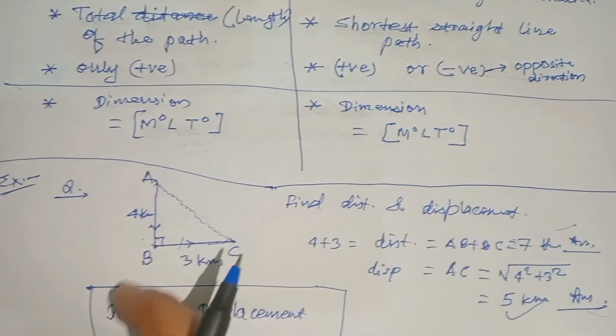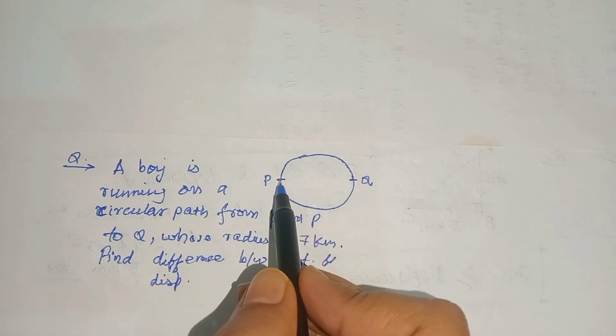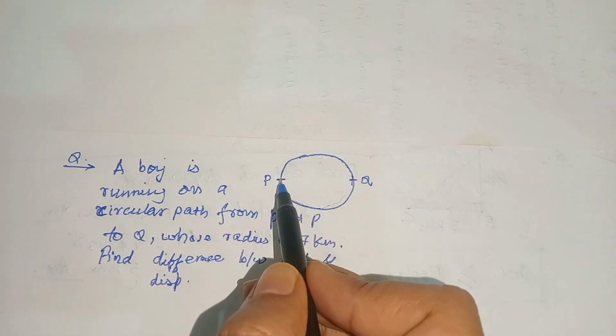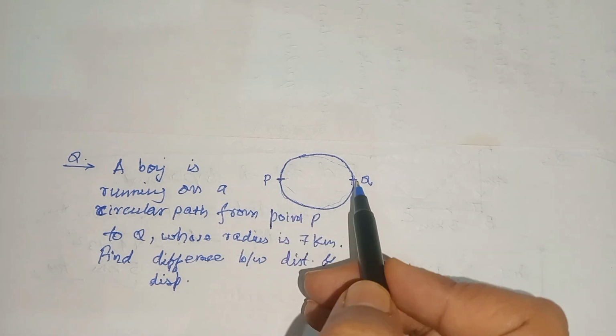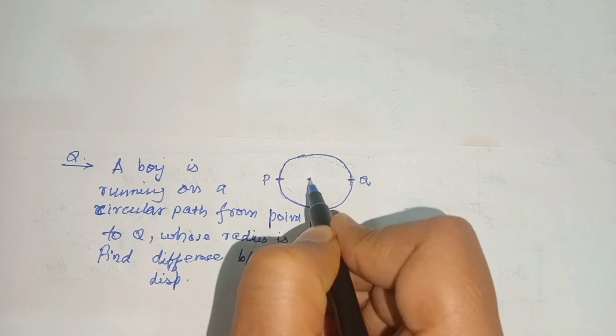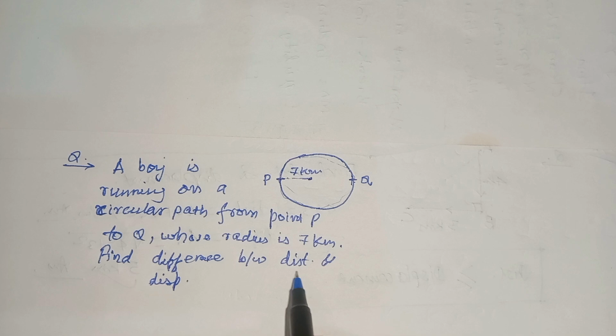Let's see one other example. Here the question is: a boy is running on a circular path from point P to point Q, whose radius is 7 kilometers. The boy starts running from here to here. The direction is not given. It may be running from P to Q in any way. This is the circular path, and the radius is 7 kilometers. Then we have to find the difference between distance and displacement.